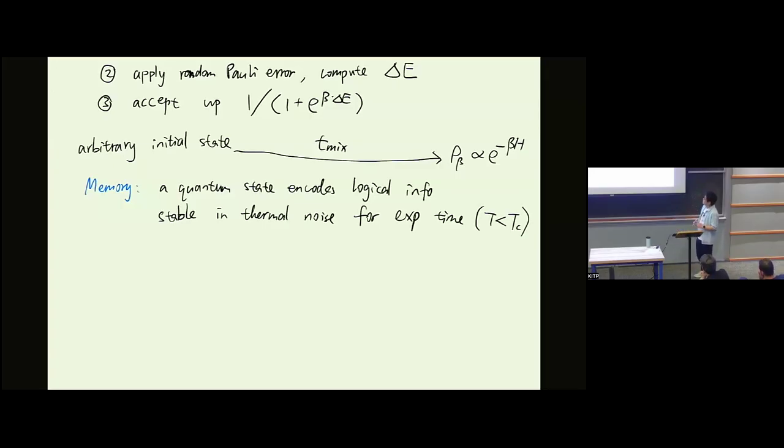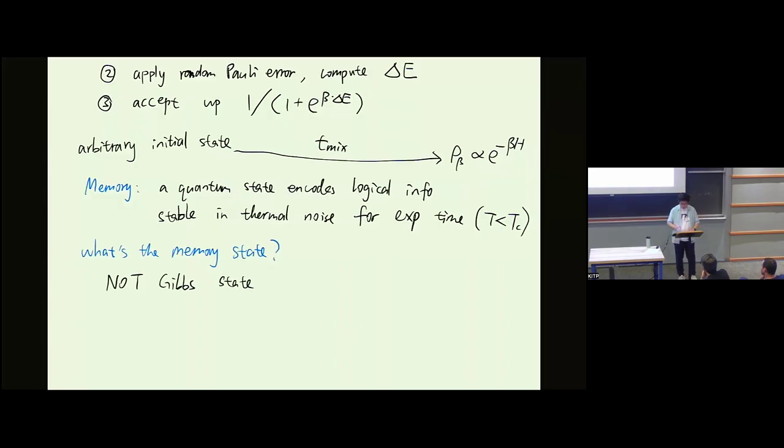But if we look at this statement, it's very interesting from the perspective of Gibbs sampling, because we can ask the question, what is the memory state? From the Gibbs sampling perspective, apparently it's not the Gibbs state, right? Because the Gibbs state is a unique fixed point of the Markov chain, so it doesn't encode logical information. However, the memory state still achieves some kind of thermal stability as in the definition. So it should share some similarity with the Gibbs state.